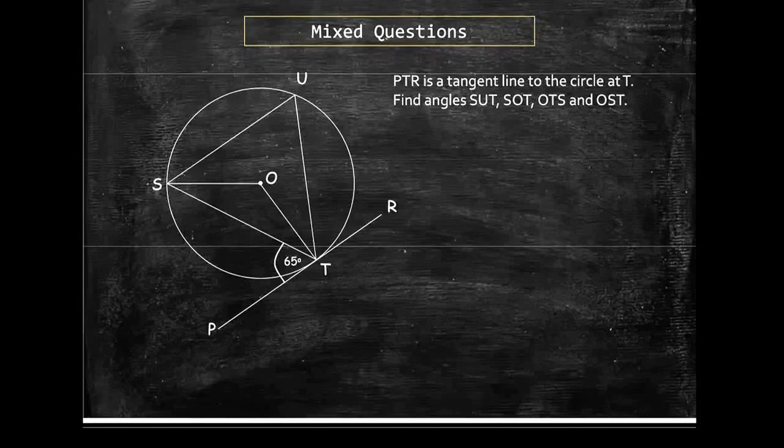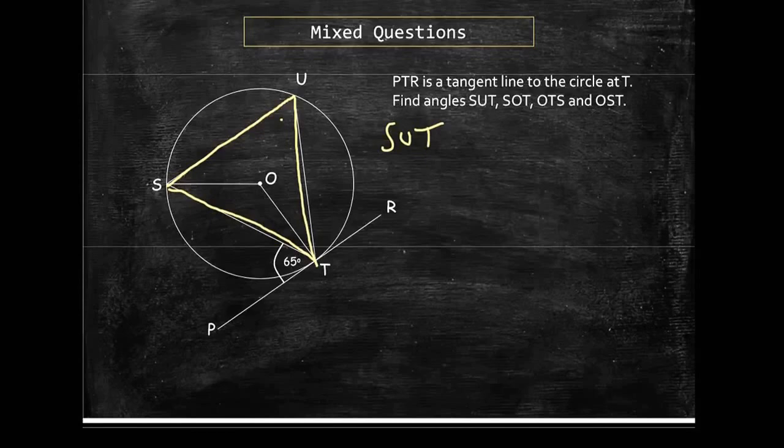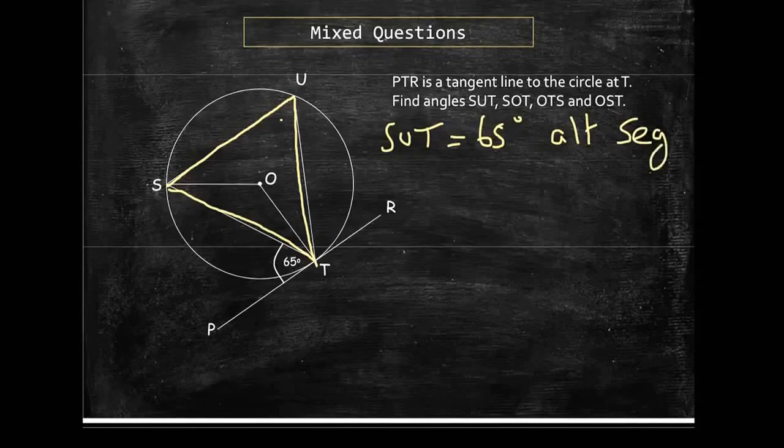Right, let's have a look then. So SUT, that's S to U to T. So that's the angle up here. Now, if I were to ignore the fact that I've also got these lines coming from S to O and T, I've actually got a triangle sitting on a tangent. SUT is opposite this 65 degrees here, so I'm happy that that's 65 degrees. Reason why: alternate segment theorem. Okay, next one, SOT.